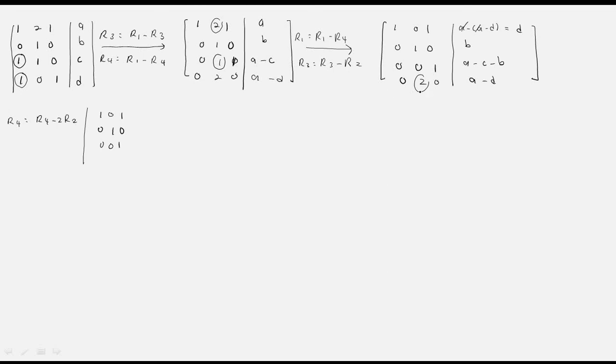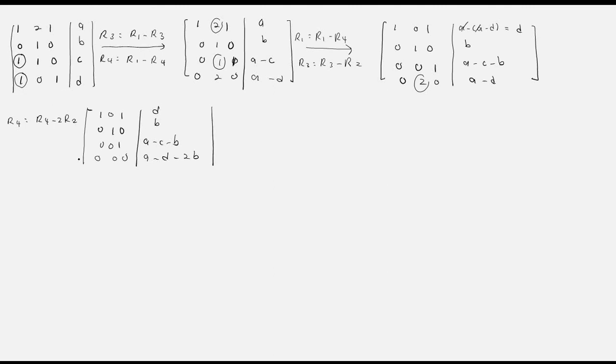Okay, we only change R4. 0, 0, 0. Okay, 0 minus 0 is 0. 2 minus 2 is 0. 0 minus 0 is 0. D, B, A minus C minus B. Okay, R4 minus 2 R2. So A minus D minus 2B.